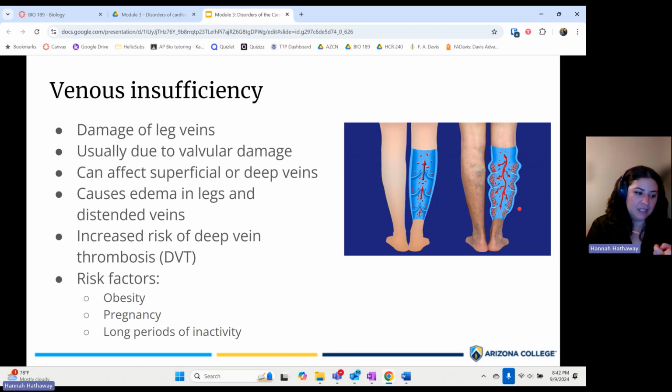Some risk factors for venous insufficiency are anything where the veins are weakened. That could be due to obesity or pregnancy, or if you just aren't moving around a lot. So long periods of inactivity, like a hospitalization, where you're not getting the help of venous return going. Venous insufficiency on its own is not necessarily a problem. If you have been on a 17-hour flight, you were at risk for venous insufficiency and it was probably fine. The issue is that it can cause things like edema and deep vein thrombosis, and those are more severe problems.